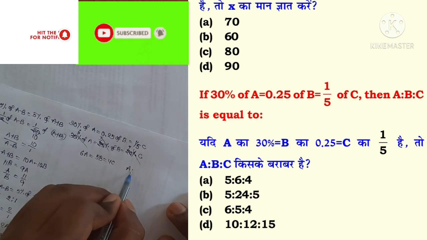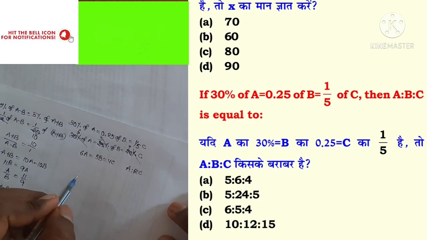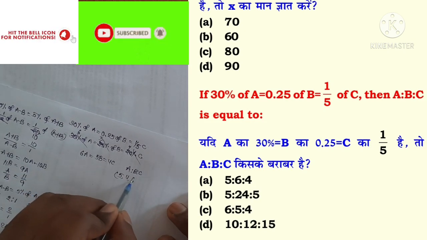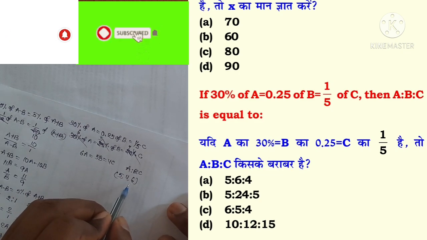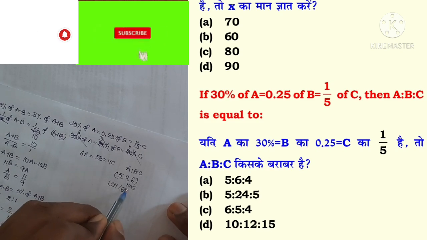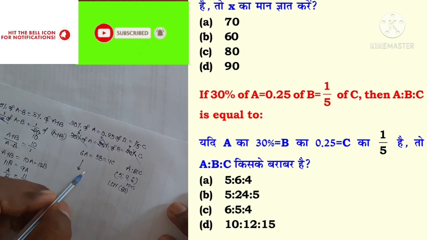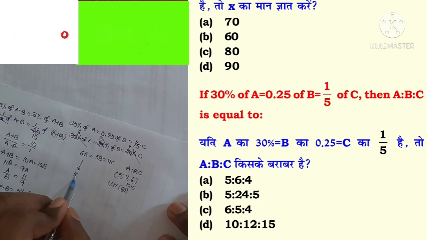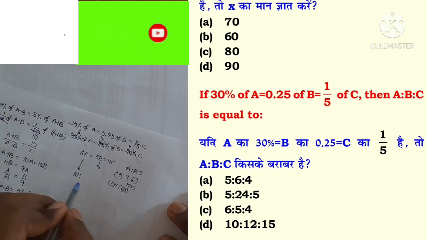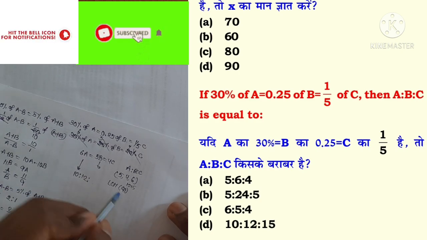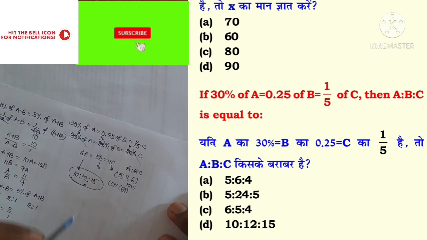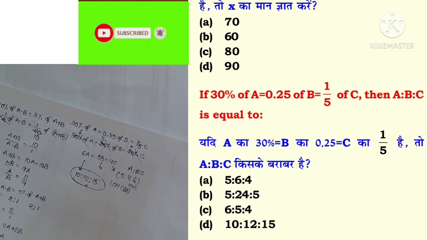So what is the ratio of A is to B is to C? So LCM of 5, 4, 6: 4 into 5, so LCM is 60. So the value of A is 60 by 6, which is 10. 60 by 5, so the value of B is 12. 60 by 4, the value of C is 15. So A, B, C are in the ratio of 10 is to 12 is to 15.